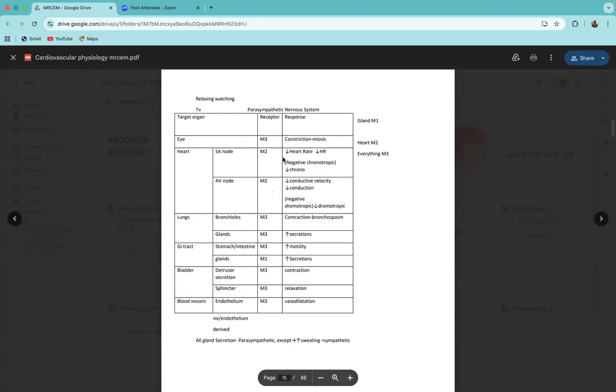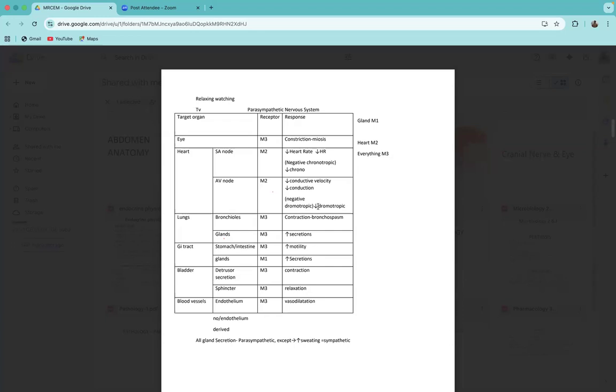The SA node is basically M2, which causes decreasing of the heart rate, a negative chronotropic effect. In the AV node, M2 also works, so conduction velocity is also less in case of the parasympathetic nervous system. So there is a negative dromotropic effect. So in the heart, the M2 receptor causes negative chronotropic and negative dromotropic effect. But in other cases, like in glands, there is M1, which causes increased secretion.